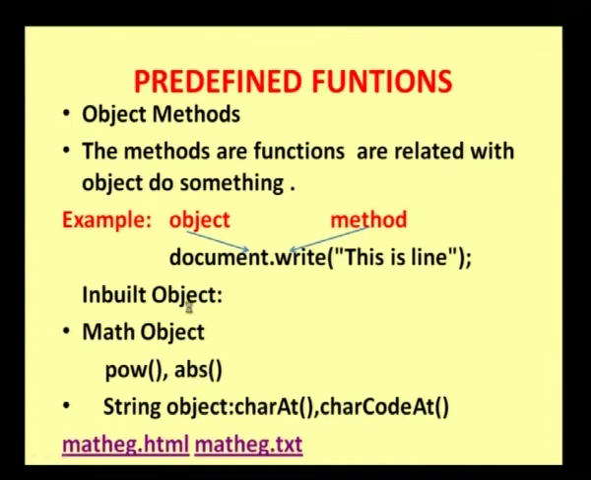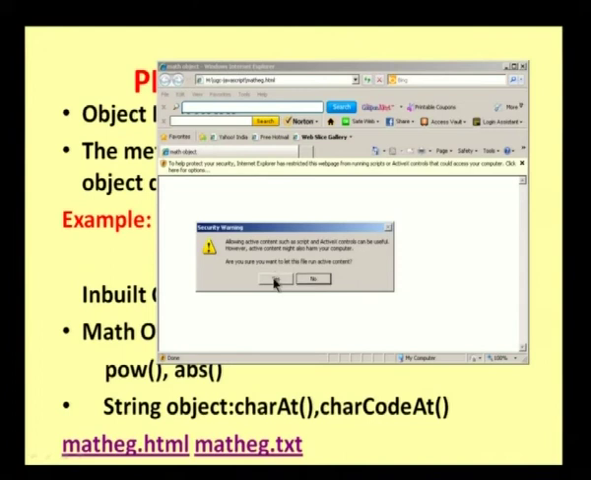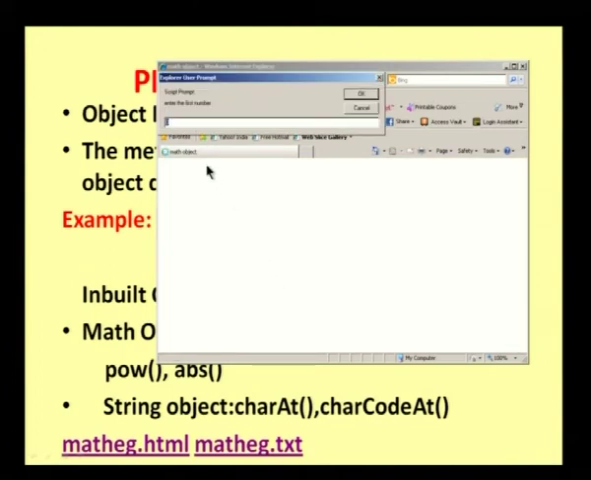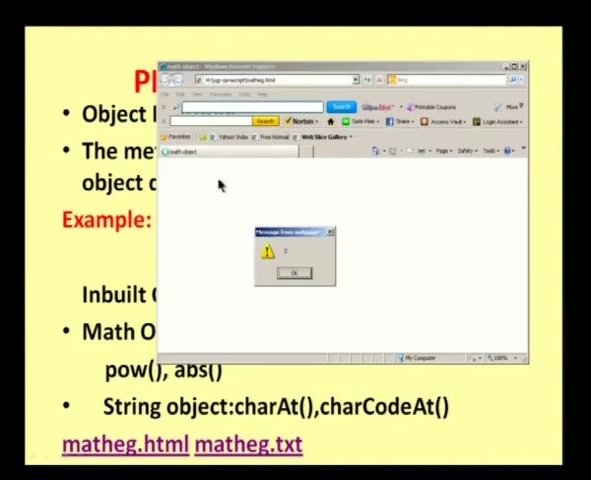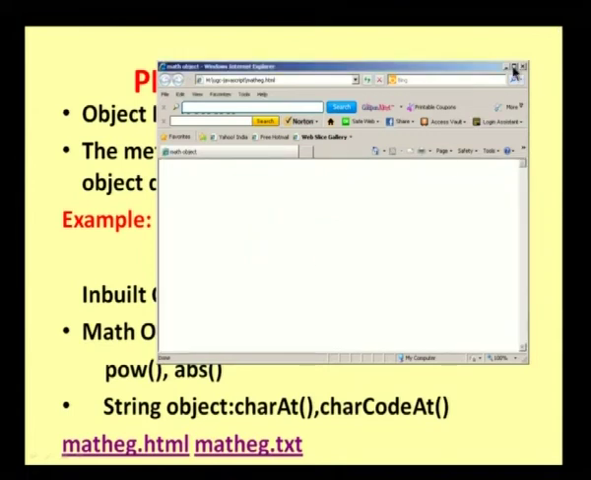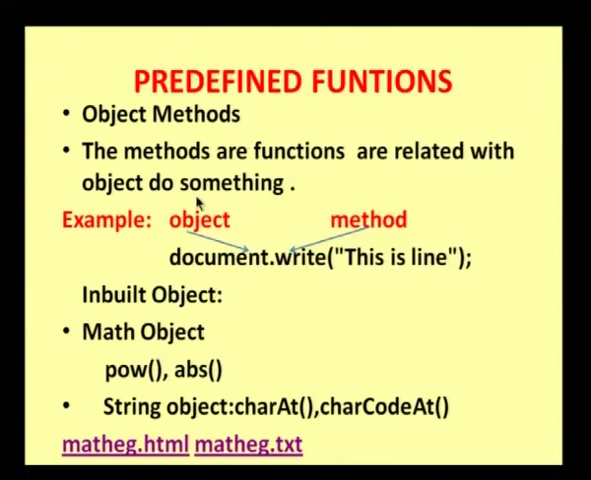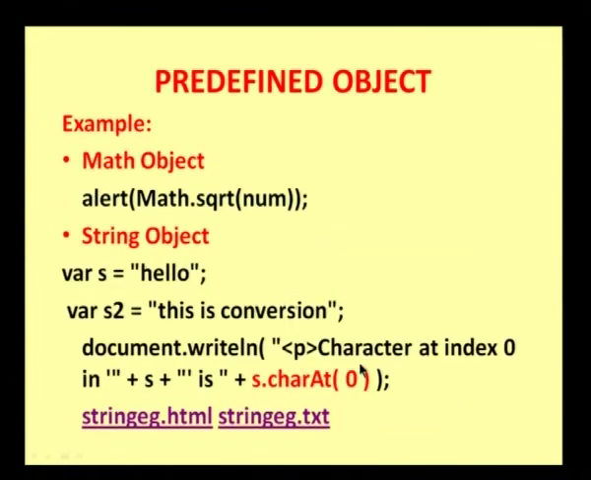So let us execute this math object function, which is square root. It asks the user to enter a number. I will enter the number 9. So the value is 3. This user defined function is calling the predefined function called square root, instead of us writing the square root definition. So it is alerted with the square root value. So this is an example program for the math object.